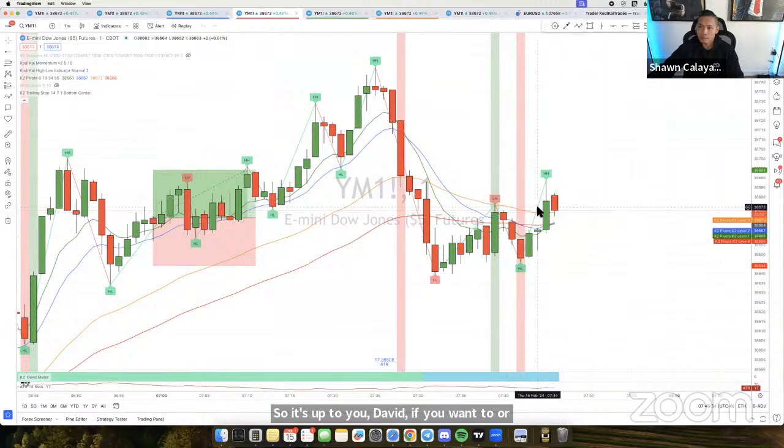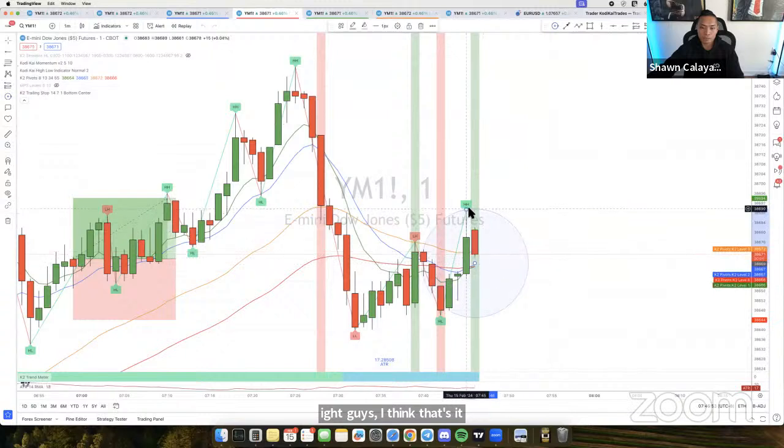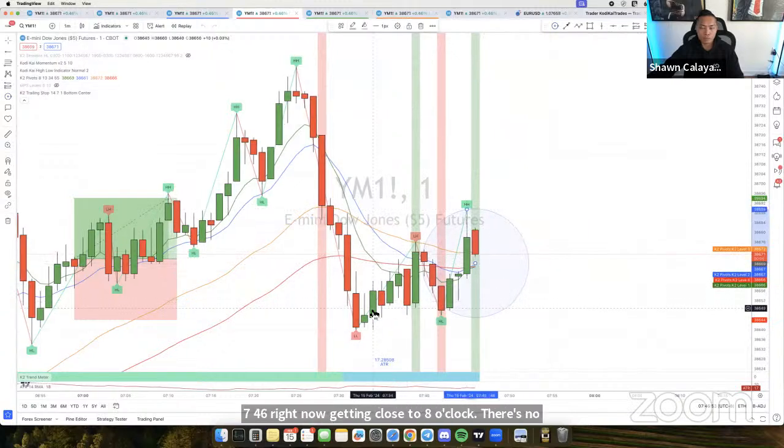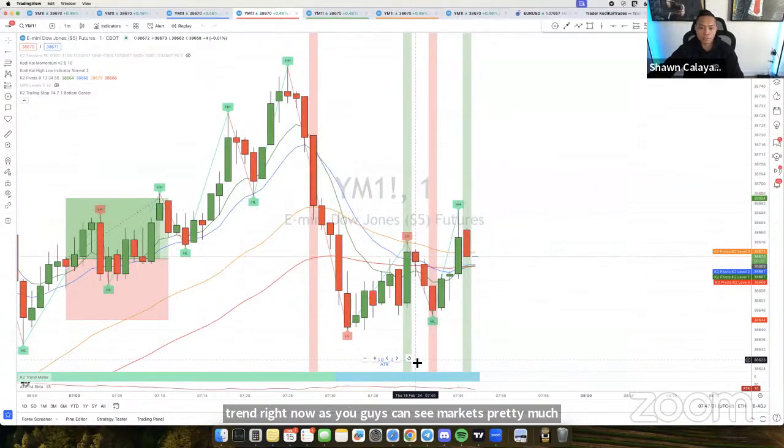All right, guys, I think that's it. It's 7:46 right now, getting close to 8 o'clock. There's no trend right now, as you guys can see. Market's pretty much been going sideways for the past 20 minutes, and there's nothing else for us to work with here. So, guys, if there's any other questions, feel free to reach out.